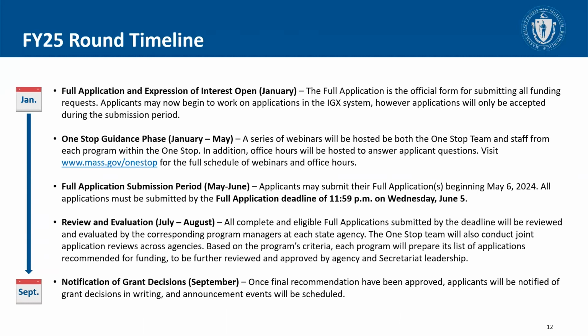Notification of grant decisions, September. Once final recommendations have been approved, applicants will be notified of grant decisions in writing, and announcement events will be scheduled.